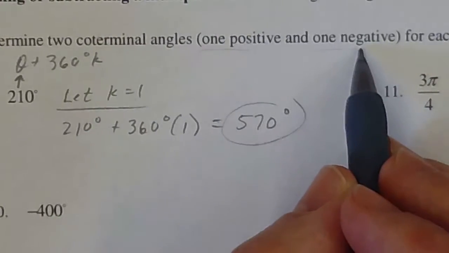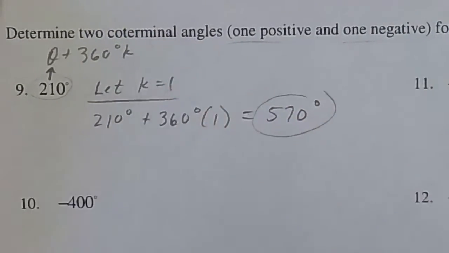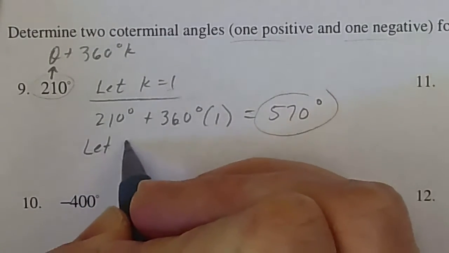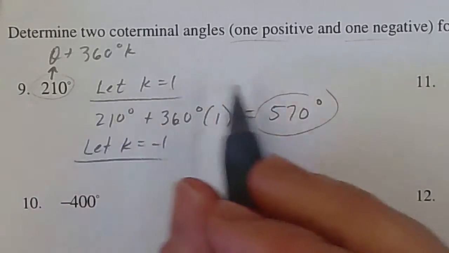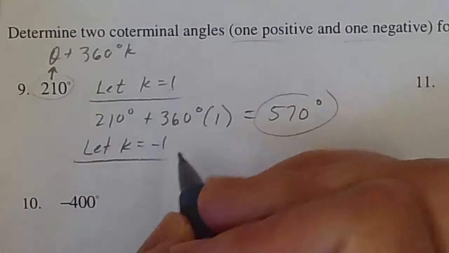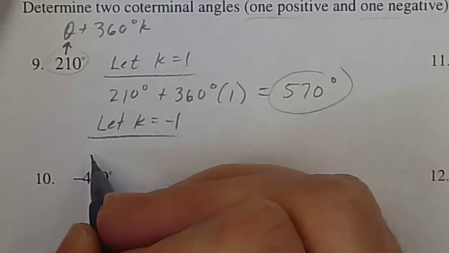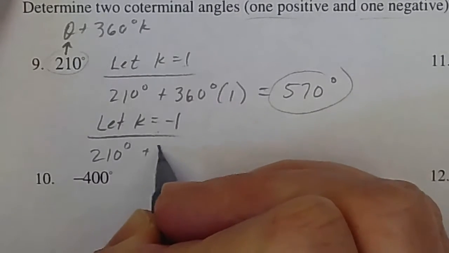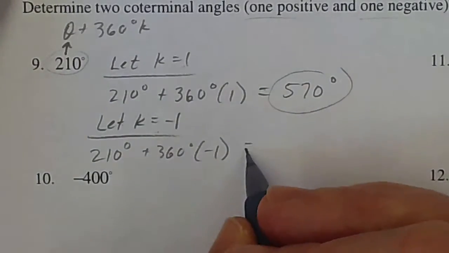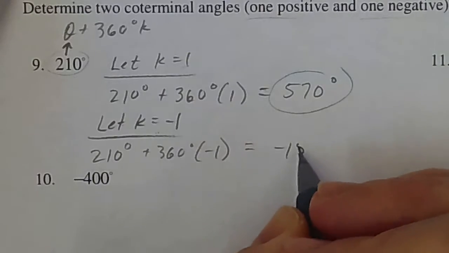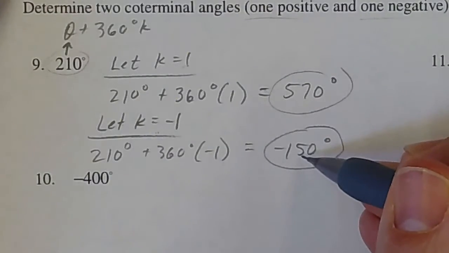They're also asking for a negative. So that means to decrease this number, we want k to be a negative value of some sort. You can actually have multiple answers to this, right? I mean, if I chose -1 and you chose -2, we're both going to have negative coterminal angles, and they're both okay. Just got to follow the directions. You got some flexibility here. Okay, so now I'm going to make this negative. So 210 degrees plus 360 times a k value of -1. Okay, so I do the math and it gives me negative 150 degrees. Meaning if we were to draw these two angles, they'd have the same ending spot as 210.